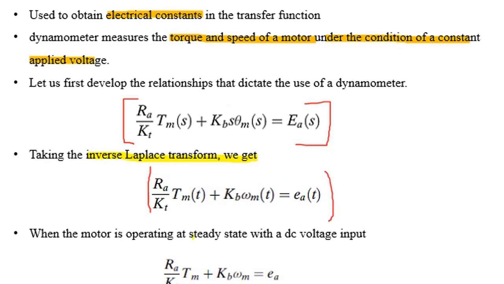Now we assume that the motor is operating in steady state with a constant DC voltage. So there will be no changes in torque and angular velocity of the DC motor when applied voltage is constant. So we will reach the next equation of the slide.